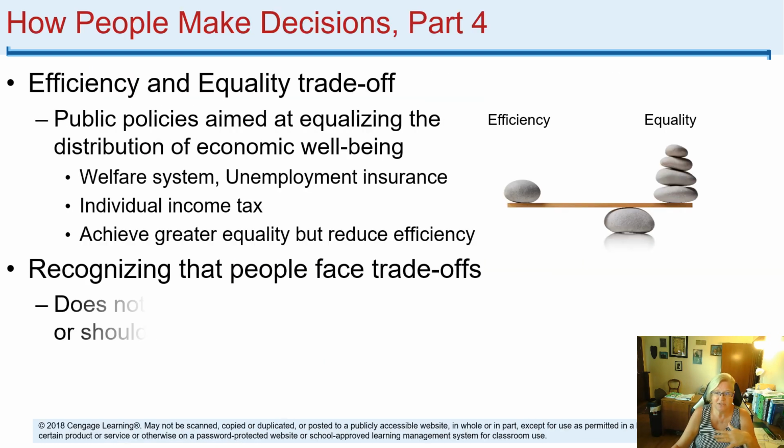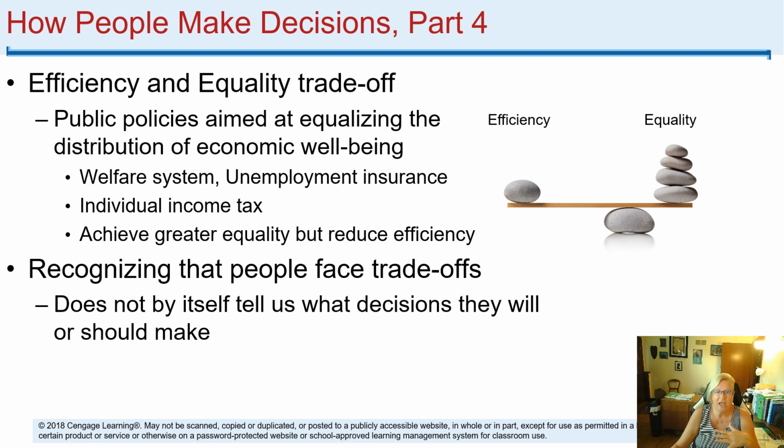So here's the efficiency equality trade-off. And what we want to do is to take a look at public policies where we are looking at the distribution. So this is how the pie is divided. Whereas knowing that we might have greater equality but reduce efficiency. Or we may increase efficiency, but we do so at the cost of equality.